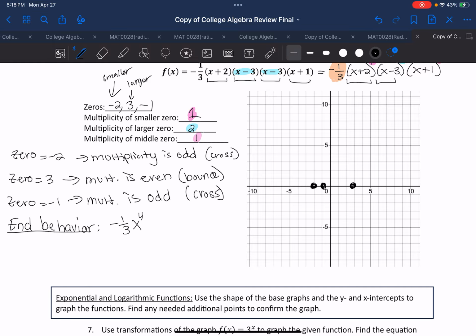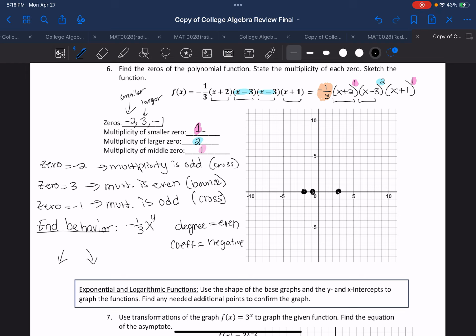So the degree is even, which means the end behavior is going in the same direction, and the coefficient is negative. So that means that the end behavior is looking like this. I'll put that over here. I gave you a chart for that when we talked about polynomial functions, which you can have on your piece of paper.